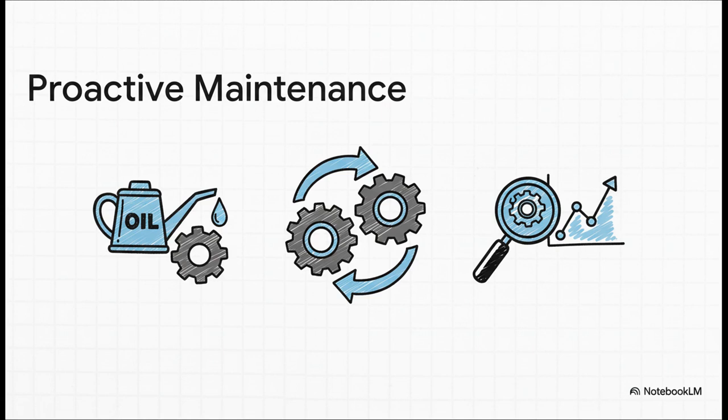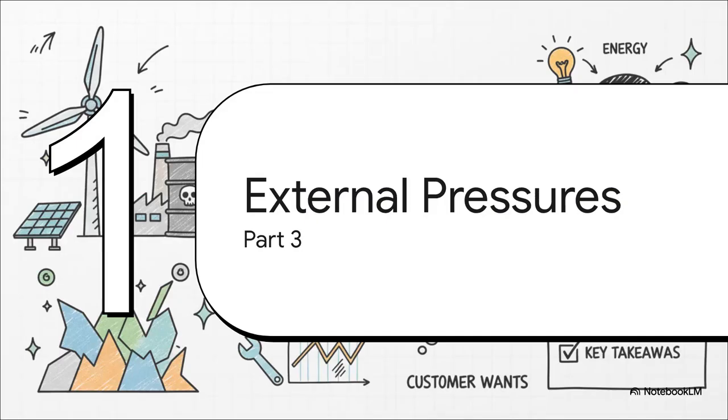Or it could be replacing components that you know are going to wear out eventually. And it can even get really high-tech, like using complex data analysis to predict almost the exact moment a part is going to fail. And finally, let's look at the wild cards. These are the external pressures that are often completely outside of an engineer's control. These things can totally change the direction of a project, sometimes really dramatically and with almost no warning at all.